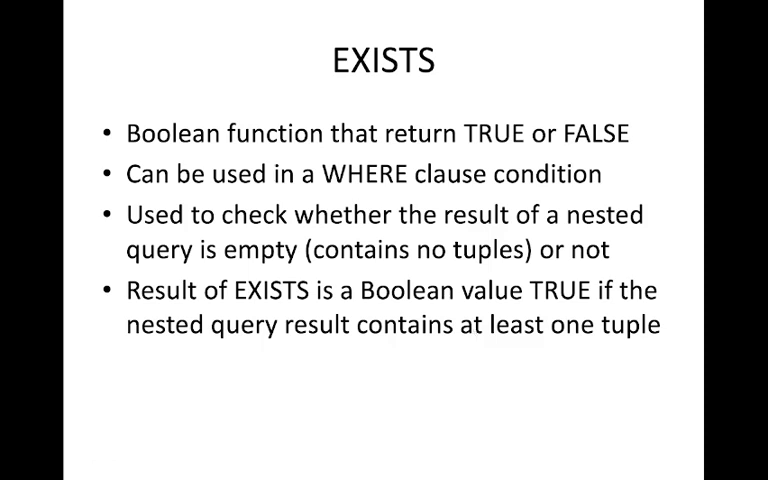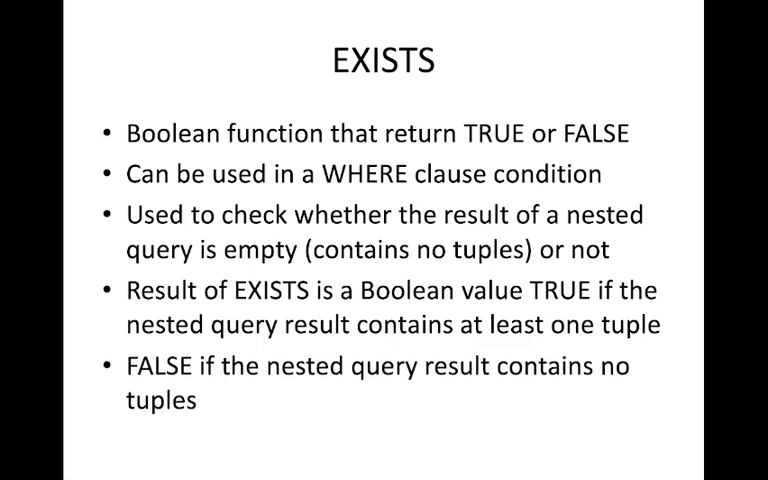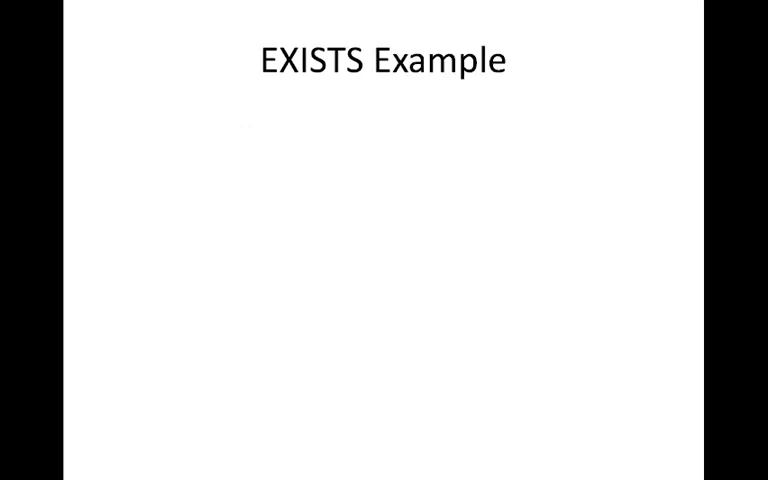So if there is a nested query and that nested query returns some rows, then it will be true. EXISTS is true if the nested query result contains at least one tuple. If at least one row is returned, then it is true. It is false if the nested query result contains no tuples or no rows. If no rows are returned, then it will be false. We'll see an example, then you'll understand.